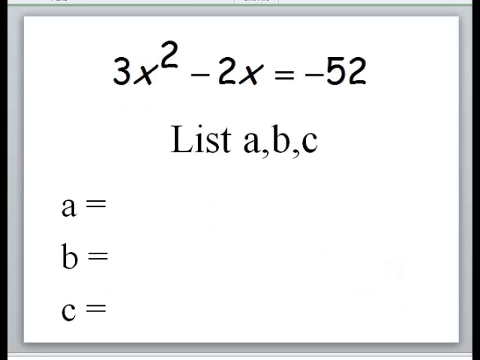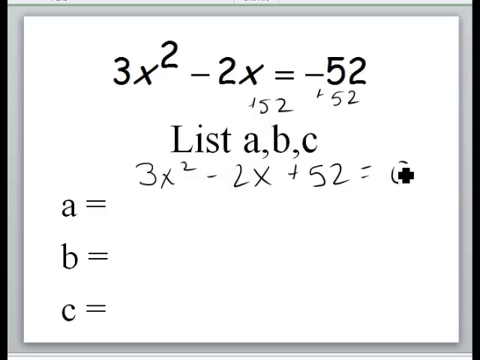So in this problem, you can see how the equation is not set equal to 0. What you would need to do is add 52 to both sides. That would give you 3x squared minus 2x plus 52 equals 0. Now you can figure out your a, b, and c. Your a is 3, your b is negative 2, and your c is 52.